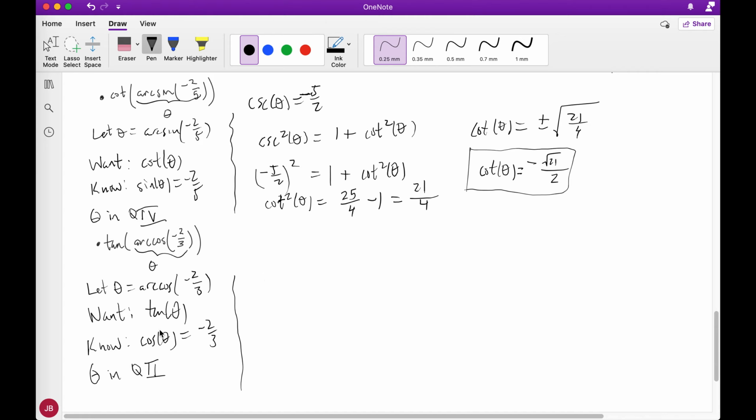All right, so I have cosine theta. I need tangent theta. So use a Pythagorean identity, any of the three that you like. But I'm going to kind of do the same thing I did last time. I'm going to say, okay, the secant of theta is minus 3 over 2, since I know cosine theta is minus 2/3. And now I'm going to use the Pythagorean identity that secant squared theta is 1 plus tangent squared theta.